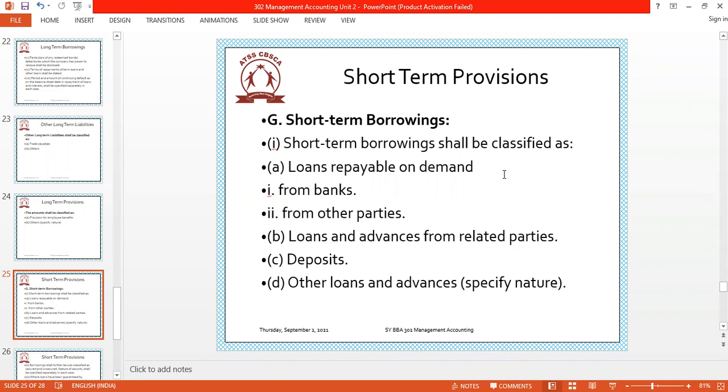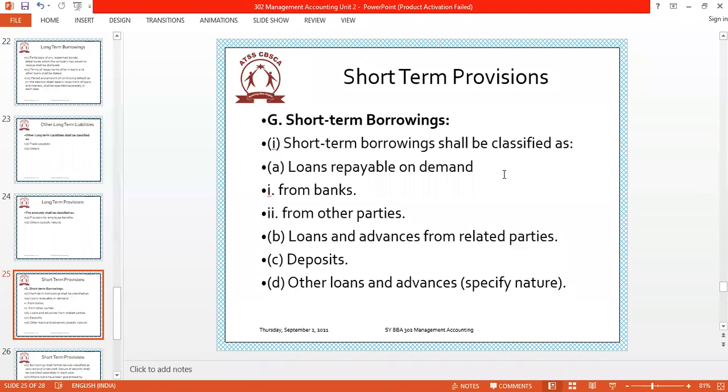Then B, parties: loans and advances from related parties. As I said, if one of my brothers also has a company, and I'm borrowing a loan from that company, but the loan duration is less than 1 year, that will come under the category of short-term borrowings. If you're taking money from the public as fixed deposits, and you can repay the money with interest before completion of 1 year, such deposits for less than 1 year will be short-term borrowings.